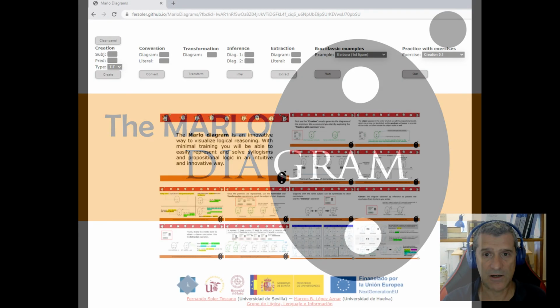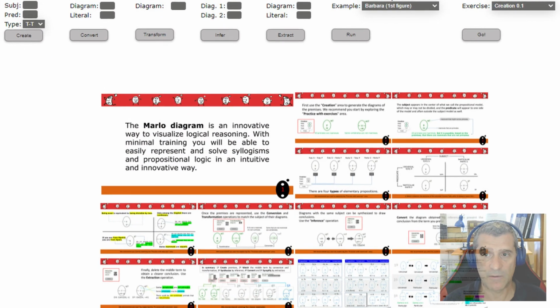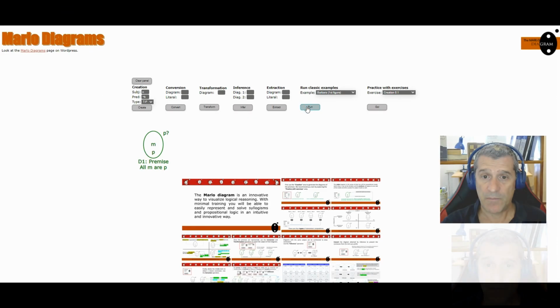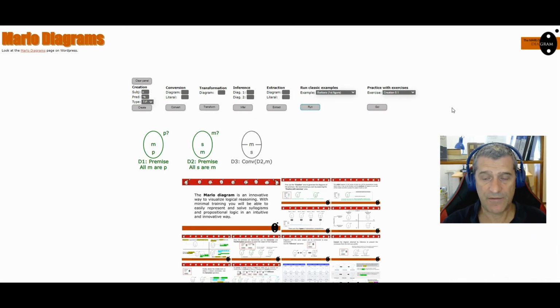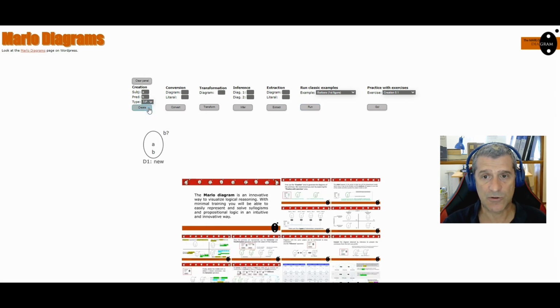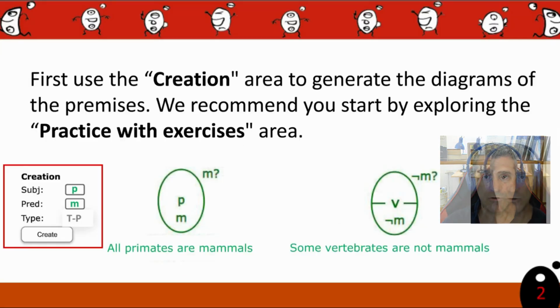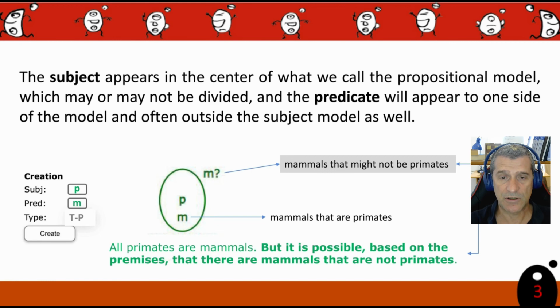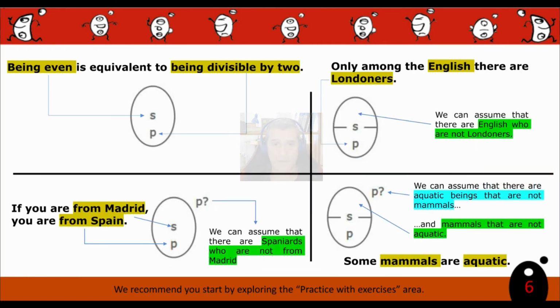A web version of Marlo's diagrams has recently been developed by the professor of logic at the University of Seville, Fernando Soler Toscano. Now, you can practice all the operations necessary to graphically represent and solve syllogisms and propositional logic. A multitude of exercises with progressive difficulty and numerous examples are available to the user. To reach a conclusion from the premises, we must first create models of the propositions based on the quantification of the predicate.